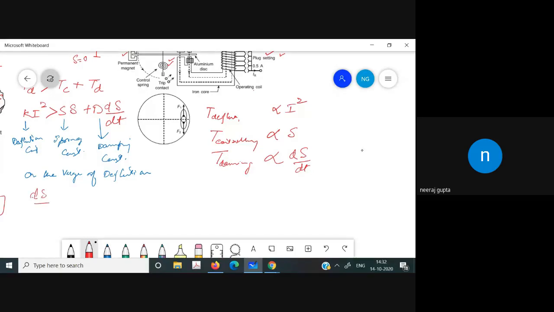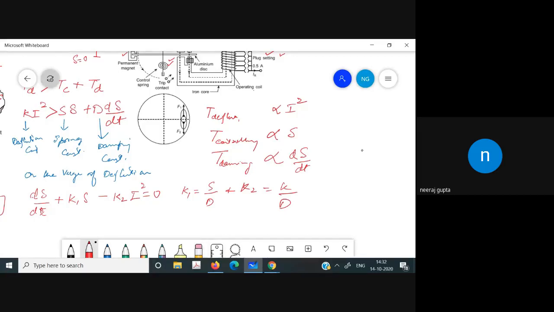d delta by dt plus k1 delta plus minus k2 I square equals 0. Now, we have one more set of coefficients, k1 and k2. k1 in this case is given by S by D, and k2 is given by K by D.